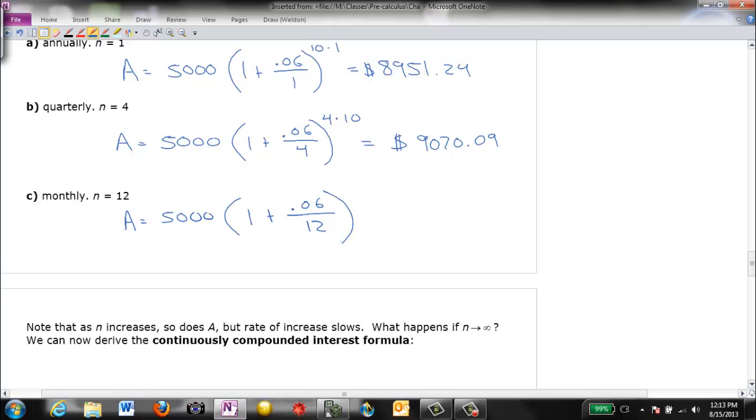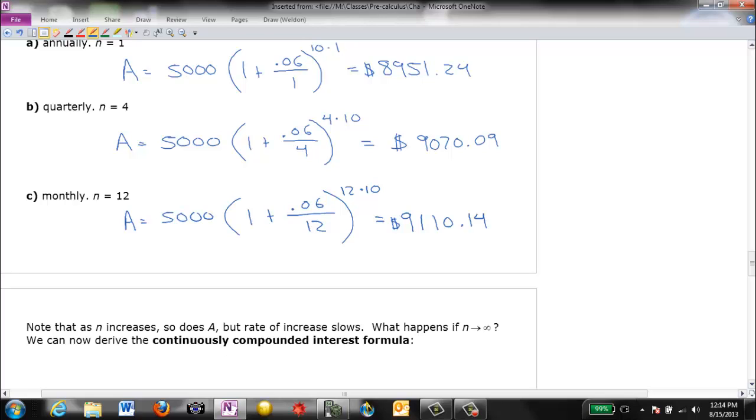And then since we're investing for 10 years, we're going to take 12 compoundings times 10 years. And what we get is $9,110.14. Okay, and there you have it, right? So as those compoundings go up, our account balance is going to go up. We're going to earn more money with more compoundings in our savings account.